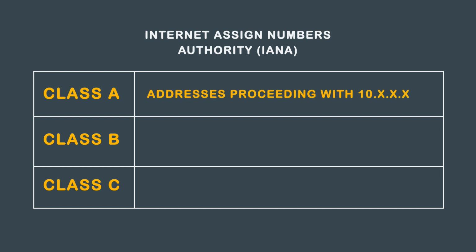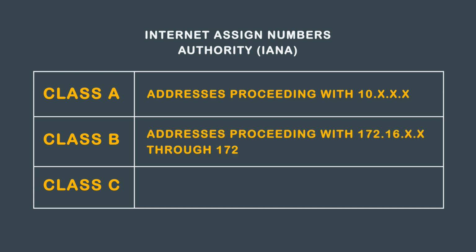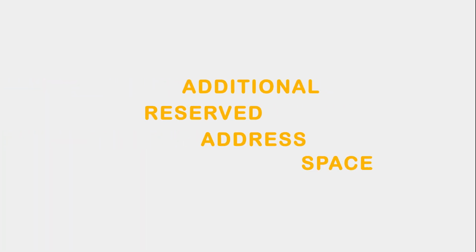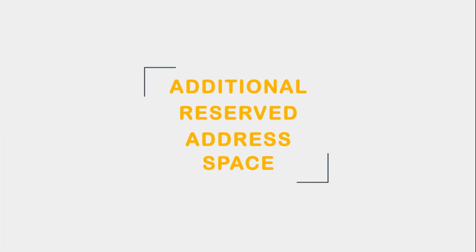Class A are any addresses beginning with 10 and any numbers in the subsequent octets. Class B are any addresses beginning with 172.16 and any numbers in the following octets through 172.31 and any numbers in the following octets. Class C are any addresses beginning with 192.168 and any numbers in the following octets. In addition to the RFC 1918 address space, a few others are considered reserved.